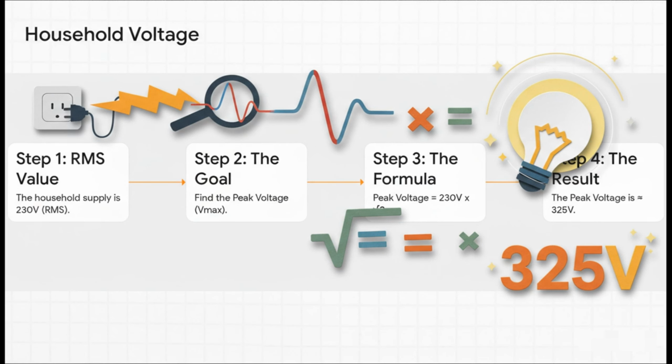And here's where it gets really interesting in a practical sense. Let's take a standard household supply, say 230 volts. That 230 V is an RMS value. So if we rearrange our formula to find the peak voltage, we just multiply 230 by the square root of 2. And look at that. The voltage coming out of your wall is actually peaking at around 325 volts, dozens of times every single second.